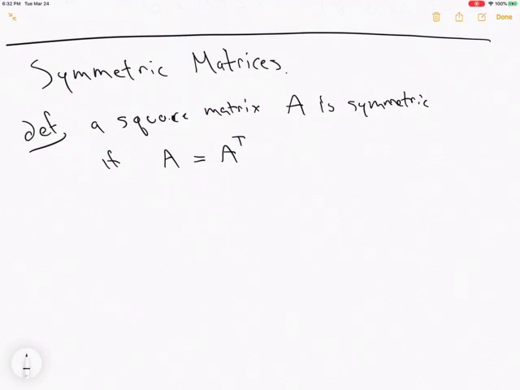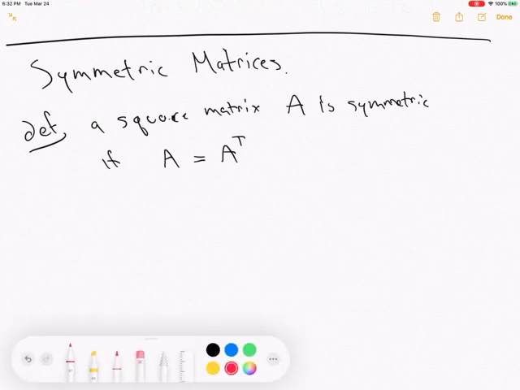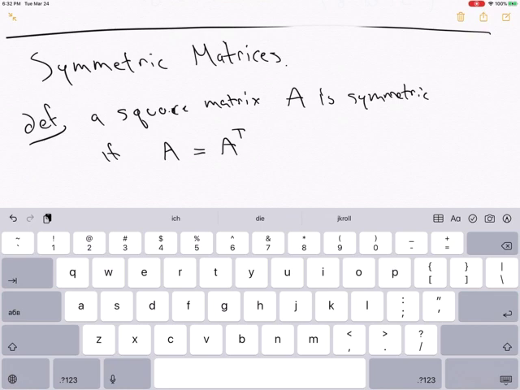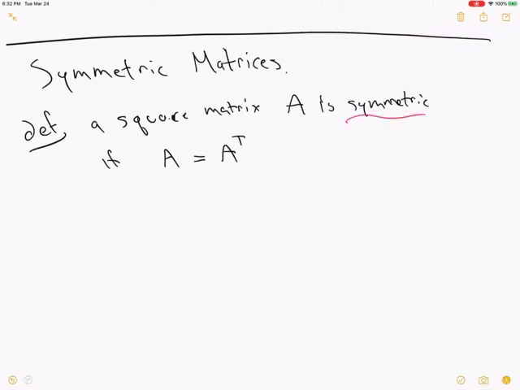So there's one more class of special square matrices, and these are called the symmetric matrices. The definition: a square matrix is symmetric if it is equal to its transpose. So this means the transpose. There's a video about the definition of a transpose of a matrix.